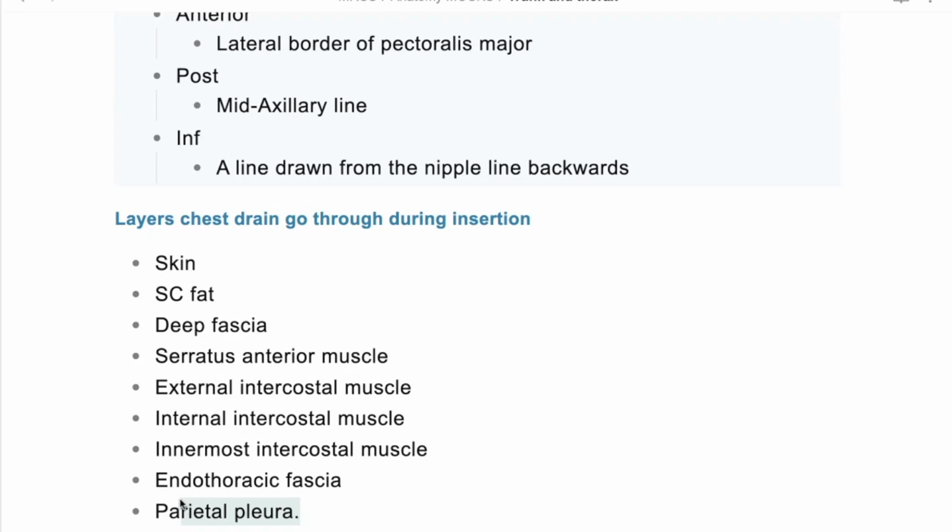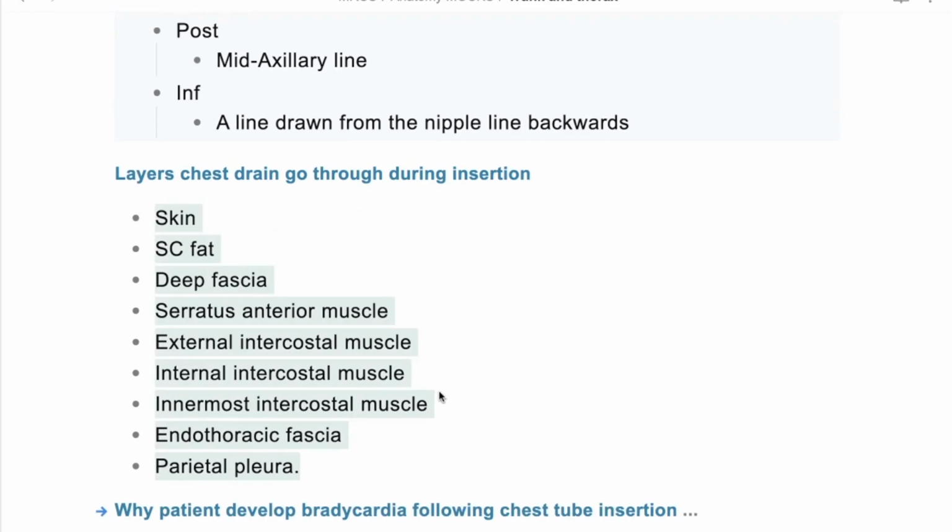So when you think about it rationally now, from the outside you start with the skin, subcutaneous fascia, and deep fascia, which come together. And then the muscular layers, which is basically four muscular layers, including serratus anterior and the external, internal, and innermost intercostal muscles. Then the endothoracic fascia, which is the fascia that lines all the thorax from the inside, and then the parietal pleura. All right. So these are the structures that we need to go through.